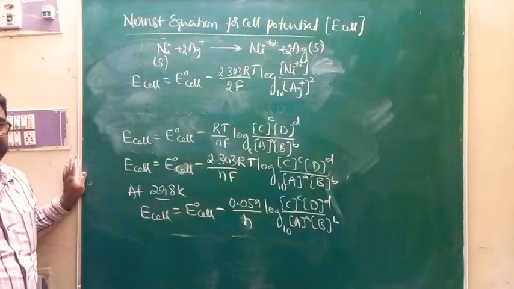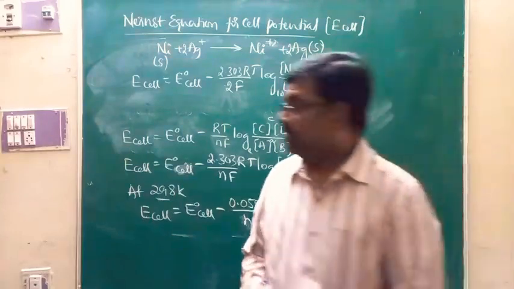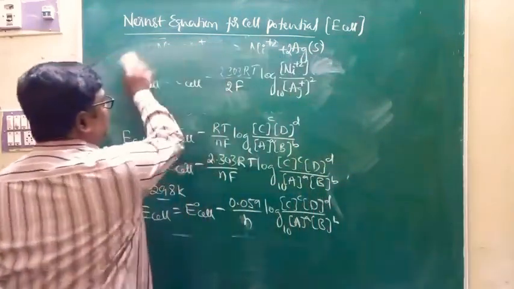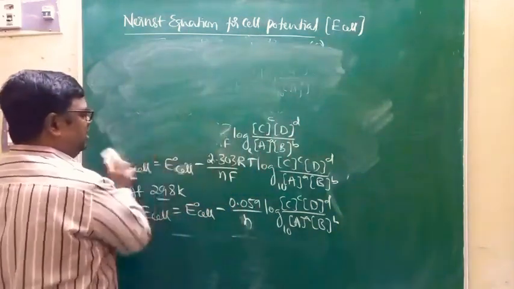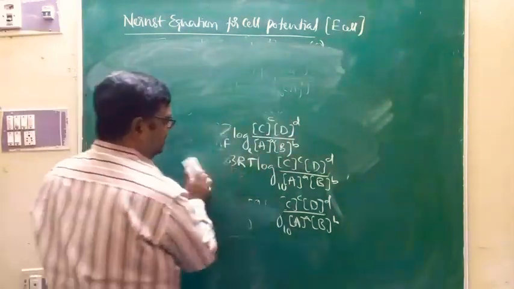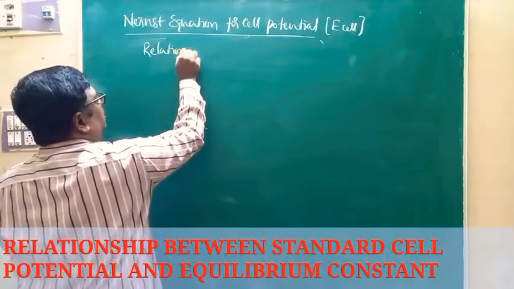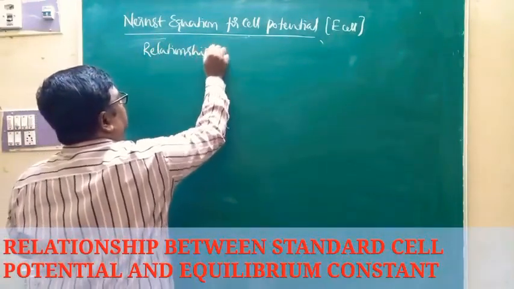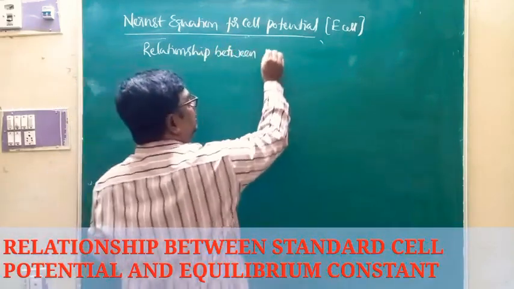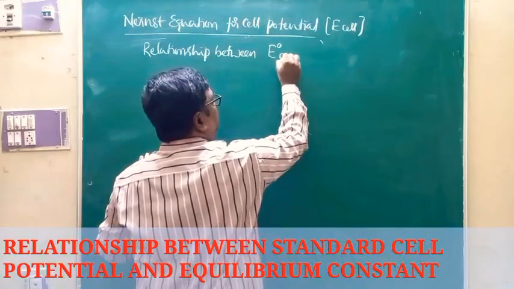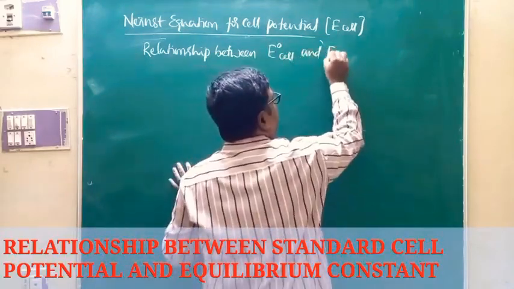Now I will go to one of the applications of this particular Nernst equation, that is the relationship between E naught of cell, the standard cell potential, and the equilibrium constant.